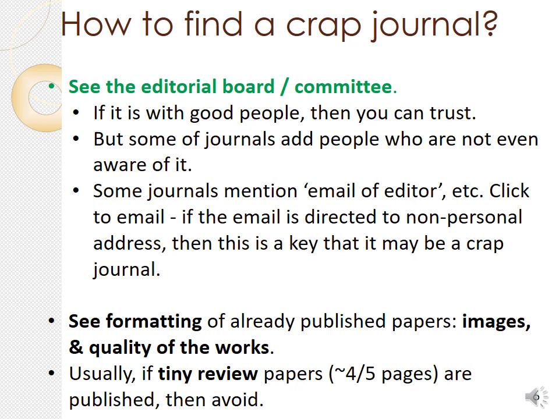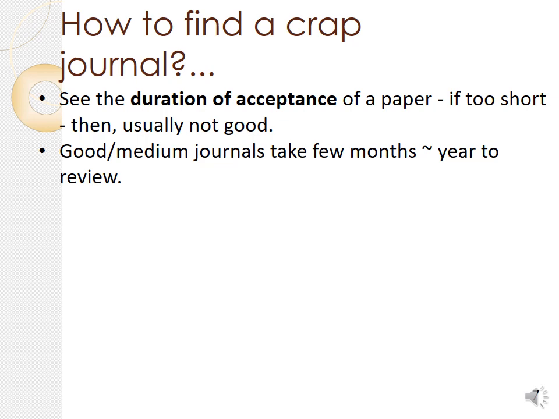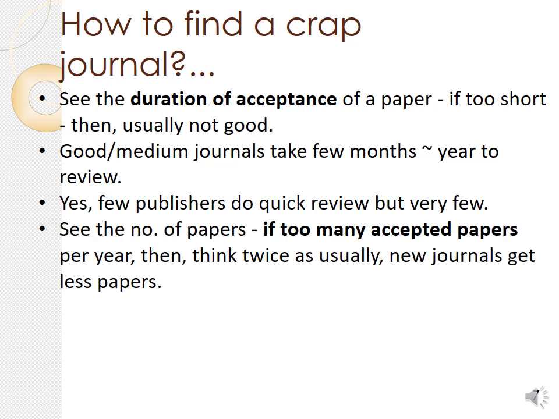So if you find those, just check the duration of acceptance of a paper. If it is too short, like a few days or a few weeks, usually it is not good at all, because for a journal it takes much time. Good journals or medium-level journals take a few months, even a year, to review a paper, and multiple revisions to improve and enrich the work. So definitely there are a few good publishers who do quick review, but very few, and you must be careful.